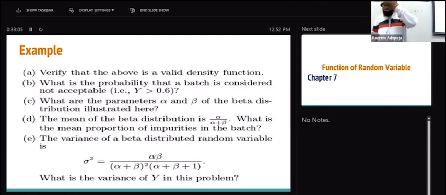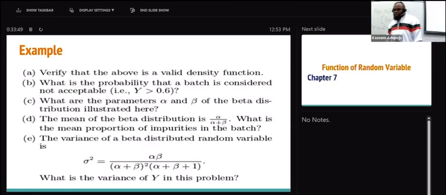Now look at question 2. What is the probability that a batch is considered not acceptable? y greater than 0.6. When we count our product and we realize more than 60% of them are impure, what is going to happen? They are not going to accept that because the majority of what you produce are impure. So I want to find the probability of y greater than 0.6, which means I'm going to go from 0.6 to 1. Then I'm going to use the function, 10 times 1 minus y, dy. Any question? That would be super easy to do.